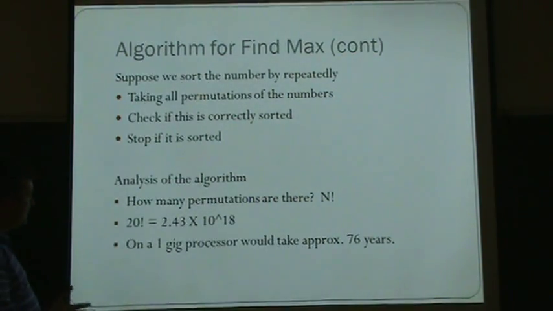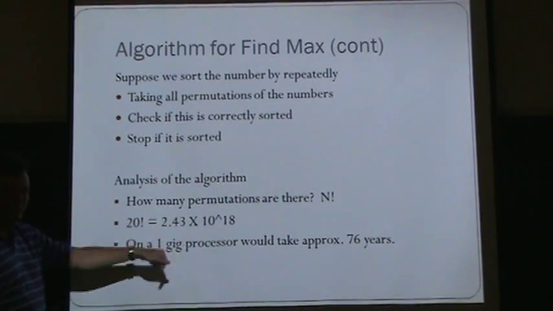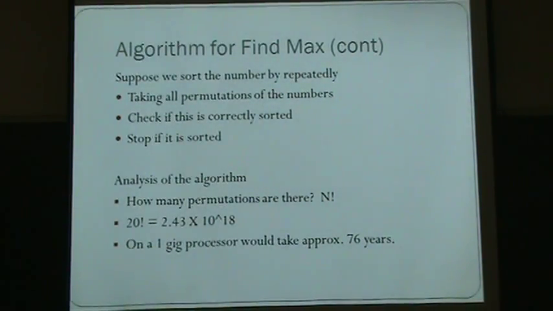But if we could do that on a 1 gig processor, which, if you go to Staples now, how fast are the processors? If you buy a run-of-the-mill computer, are they more than 1 gig? Like 2. You can get 2 gig processors? Okay, so then it would be half this time. This algorithm for sorting 20 numbers would take 76 years to run. It would run, but you'll be dead by the time.